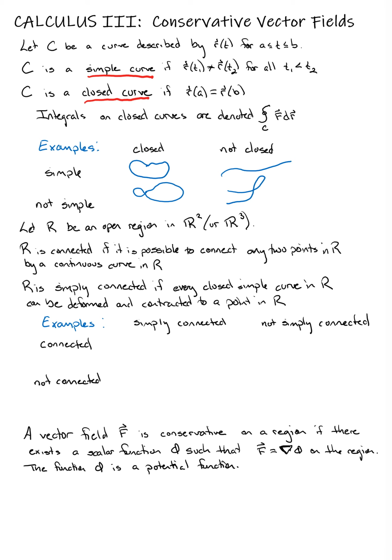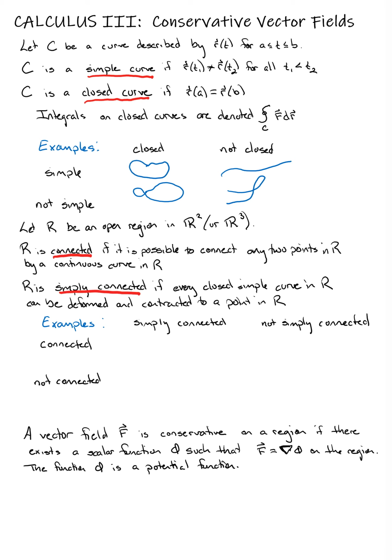Let's also now talk about our regions. Let's let R be a region. It is an open region, and it can be described in R2 or perhaps in R3 space. We'll say that our region is connected if it's possible to connect any 2 points in R by a continuous curve, and that curve also is in R. We say that R is simply connected if every closed simple curve in R can be deformed and then contracted down to a point that is also in R.